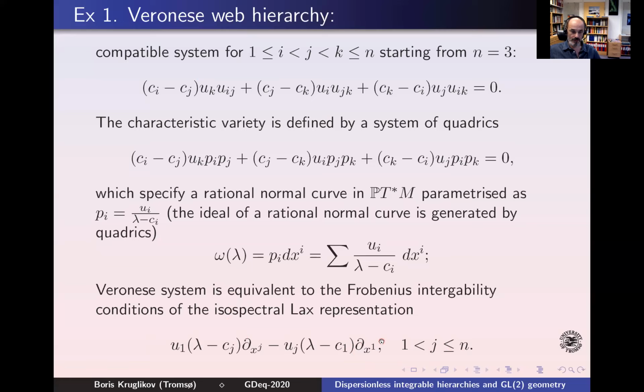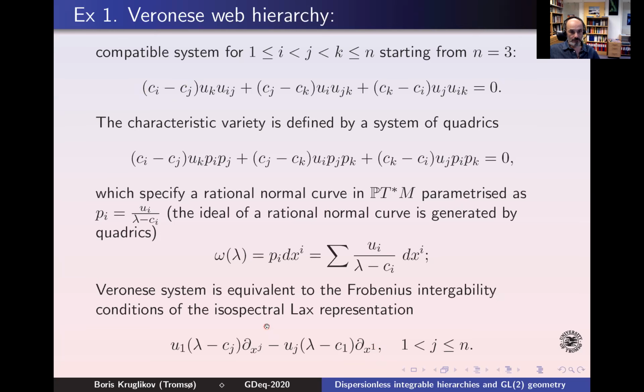And so in the extended space of x's and lambda, we get a distribution of codimension 2. Well, so its dimension is n minus 1. And if you write the Frobenius condition for this distribution, it's satisfied precisely modulo the system. It's actually equivalent. Okay, that's integrability.